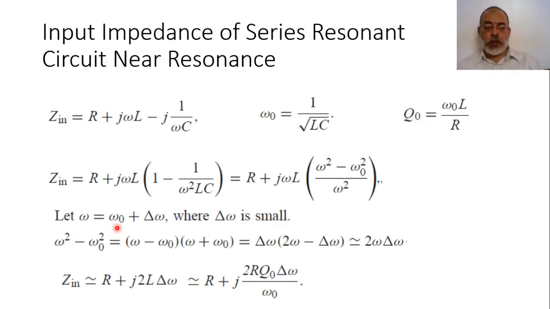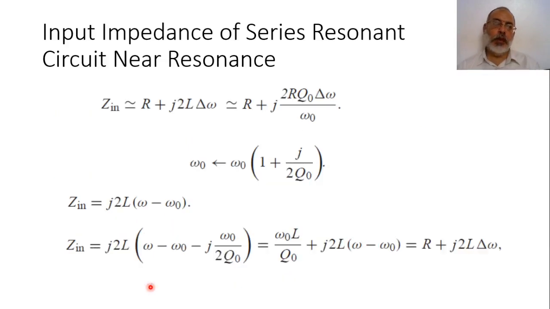Now, in terms of the quality factor, we can replace the value of L by R multiplied by Q naught over omega naught. So, in this case, the input impedance in terms of the resistance and the quality factor would be R plus j multiplied by 2R Q naught delta omega over omega naught. Alright? R Q naught over omega naught corresponds to the value of the inductance. Now, we have the input impedance near the resonance can be either R plus 2j L delta omega or R plus j multiplied by 2R Q naught delta omega over omega naught.